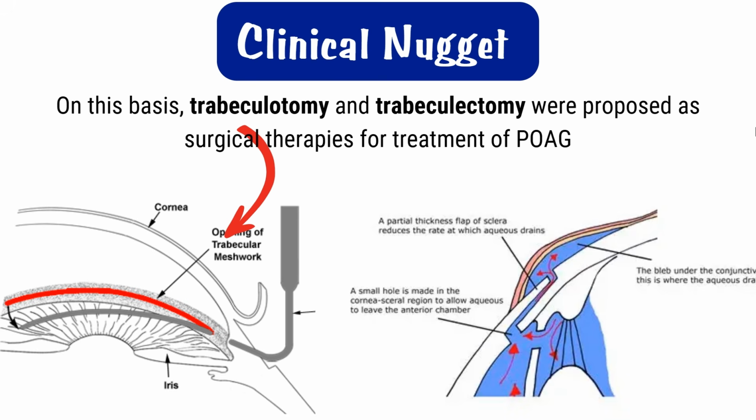Now this could be done by various mechanisms, externally or internally, but the whole principle is that you are cutting open the trabecular meshwork so that the aqueous now flows freely from the anterior chamber into the Schlemm's canal.